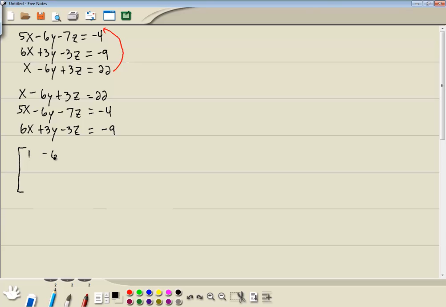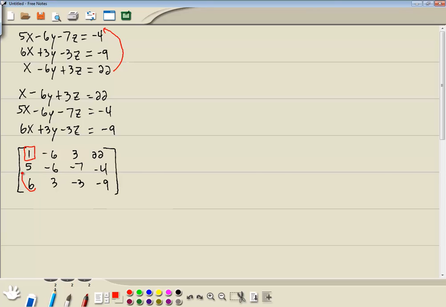So I got 1, -6, 3, 22, 5, -6, -7, -4, 6, 3, -3, and -9. Now I'll probably go through this and it'll seem like I'm going kind of slow. It's because I'm double checking all my signs. I oftentimes make mistakes on the signs on these or my basic math. Okay, now our first step is to get a 1 in this first position right here. We're going to work our way down the diagonal. I want a 1 here, and then 1 here. Well, we have a 1 there, so that's done.